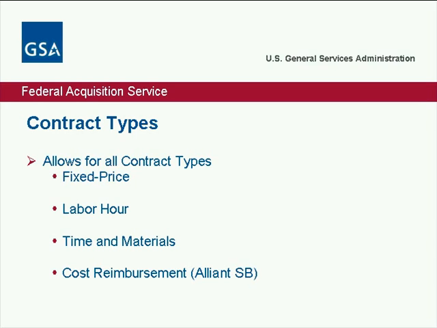Contract types. The types of contracts, or let's say task orders, that are available under the Small Business GWACs include fixed price, which is the preferred contracting type for task orders. All of the Small Business GWACs support time and materials and labor hour terms. And then Alliance Small Business goes even further and supports cost reimbursement contracting.